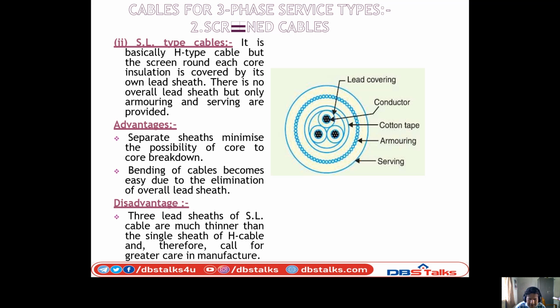Bending of cable becomes easy due to the elimination of the overall lead sheath. Overall lead sheath is eliminated. You have to put a particular lead sheath on each and every core. That's why bending of cables is easy.